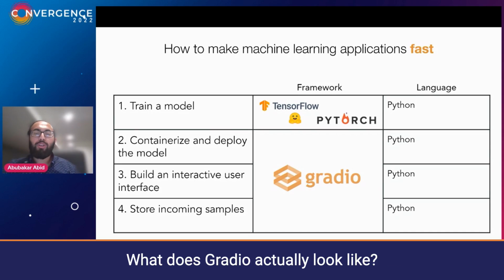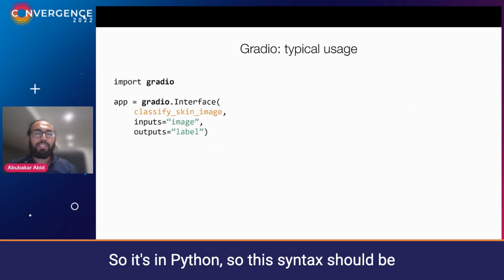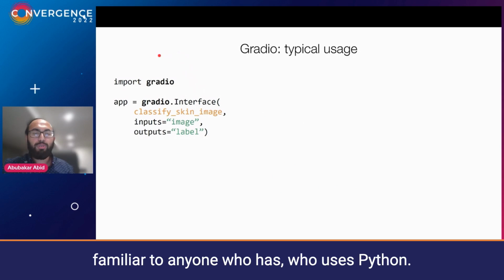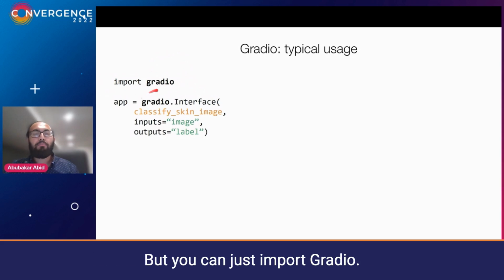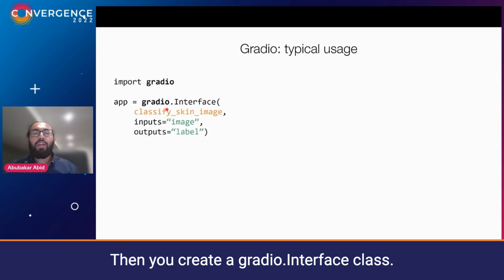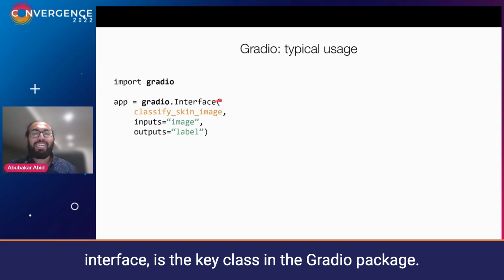What does Gradio actually look like? Let's take a look at a very simple example here. So it's in Python, so this syntax should be familiar to anyone who uses Python. The Gradio package is just import gradio. This assumes you've already pip installed it, but you can just import gradio. Then you create a gradio.Interface class. This class called Interface, short for user interface, is the key class in the Gradio package.